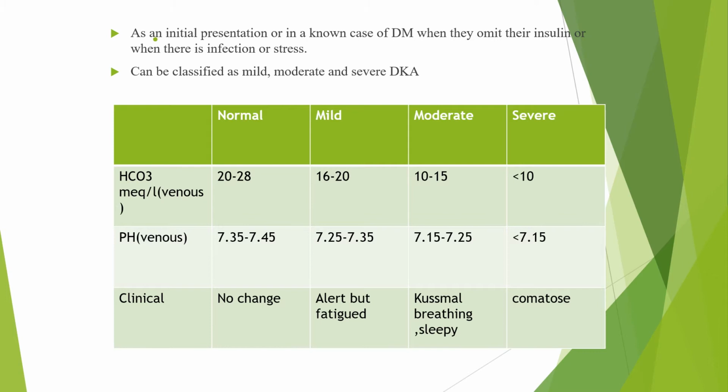And also we can use venous pH if available. We say severe if it is less than 7.15, and we say moderate if it is between 7.15 and up to 7.25. We say mild if it is from 7.25 to 7.35.